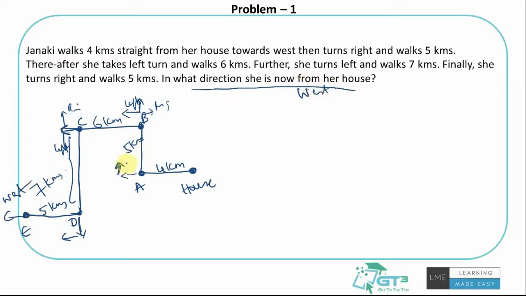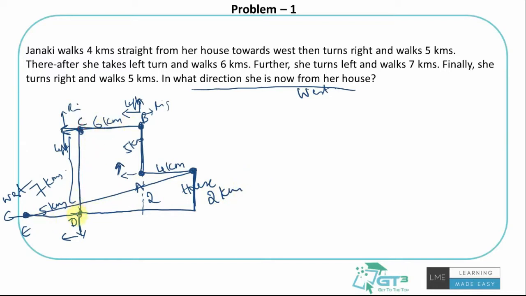Let's assume the question was also asking how far is she from her house. So this will look like this. The distance is that between E and the house. So I should be making a triangle like this. How much distance is this? I know this is 7 kilometers between C and D. So between B and A it's already 5 kilometers. So this will be 2 kilometers. So this would also be 2 kilometers.